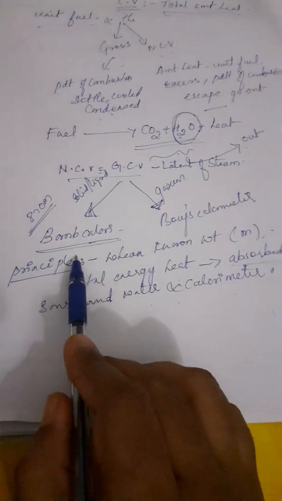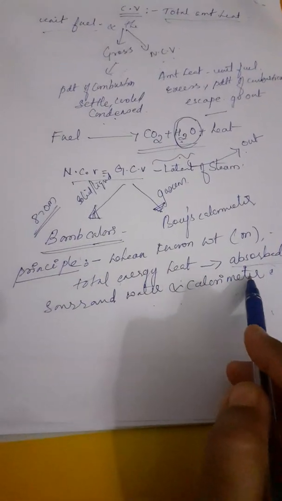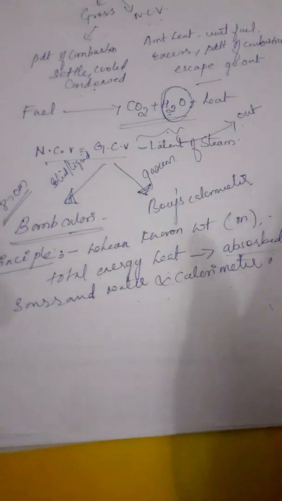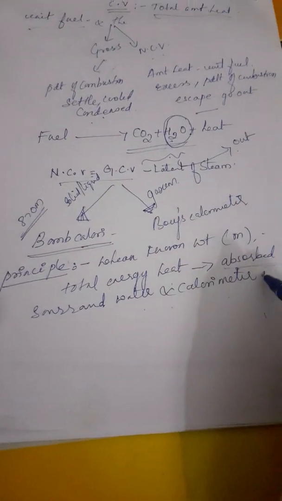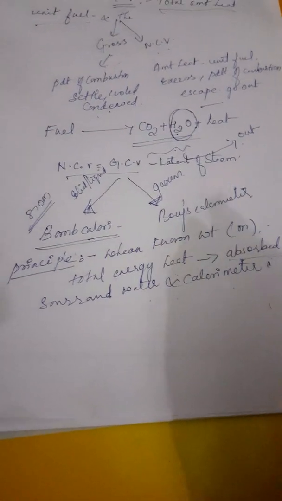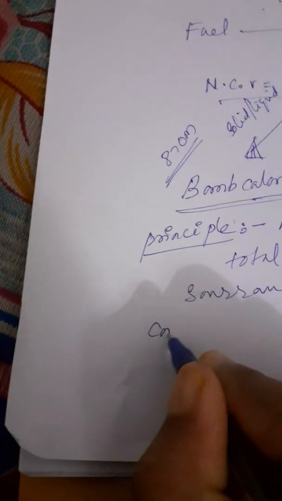So the bomb calorimeter helps us to find out the gross calorific value. By knowing the gross calorific value, we can find out the net calorific value. Now let us see a simple diagram, the construction part.